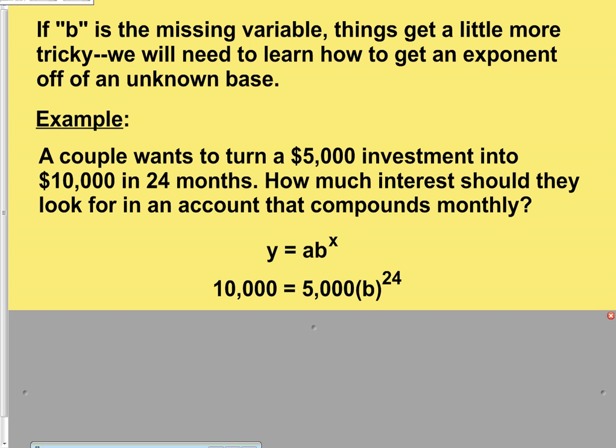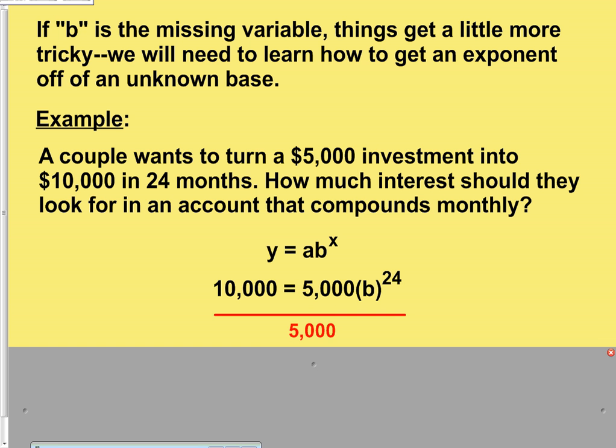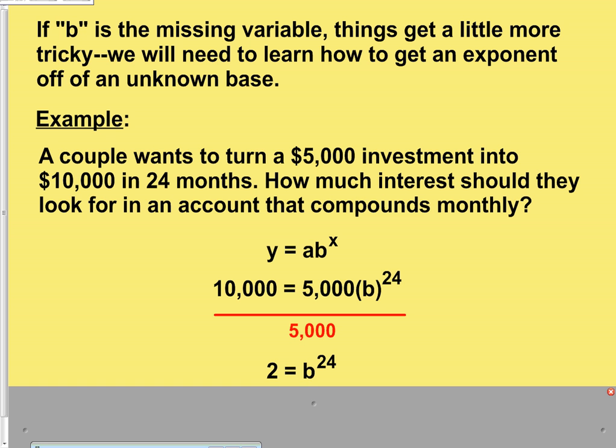Now, in order to get B by itself, we better start moving things away from B. Before you can get to the exponent, that 24 that's out there, we probably better get the 5,000 off of B. We don't want B to the 24th, but we certainly do not want 5,000 of them. So that would be the first order of business. Let's take that 5,000 and divide it out of there. And obviously on the left side, 10,000 divided by 5,000 is 2.